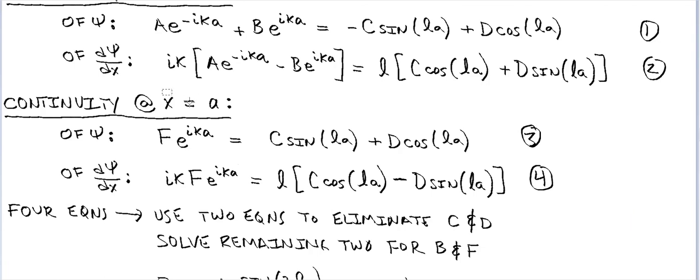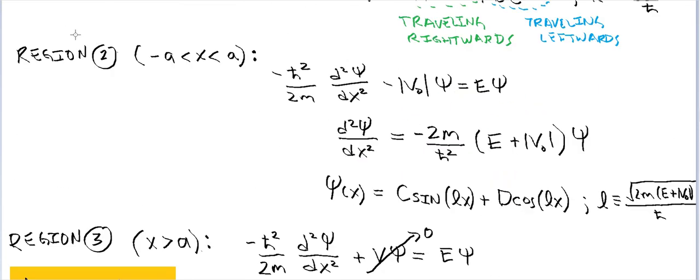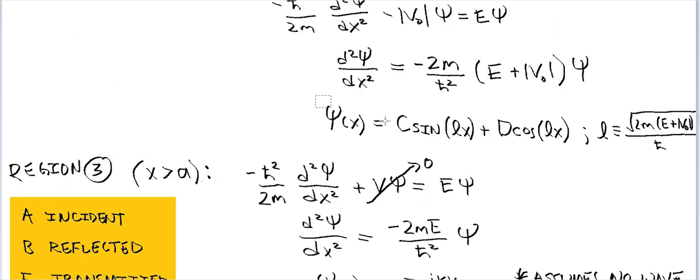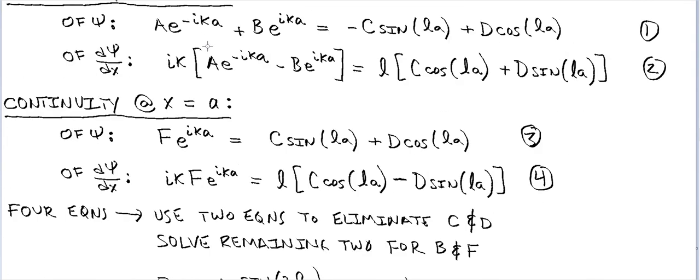We could do the same thing at x equals a, but this time we're using the solutions from region 2 and region 3. And so we're going to take this region 2 solution and insist that it equals this region 3 solution at x equals a, and we get equation 3 and equation 4. Pause the video here and make sure that you have something similar.